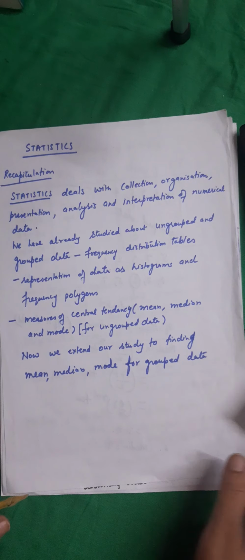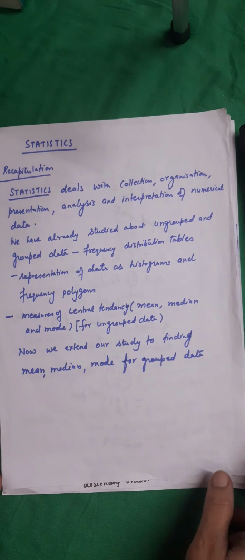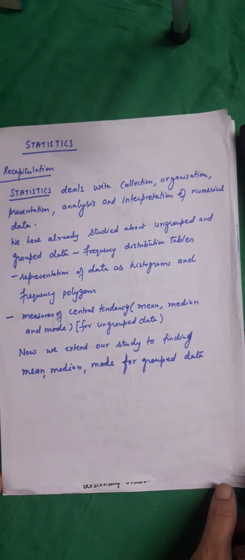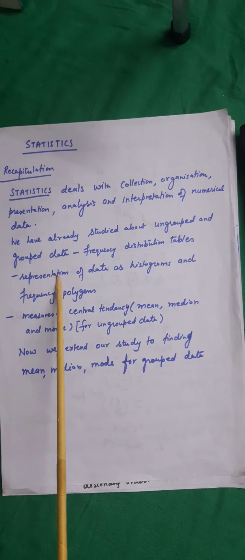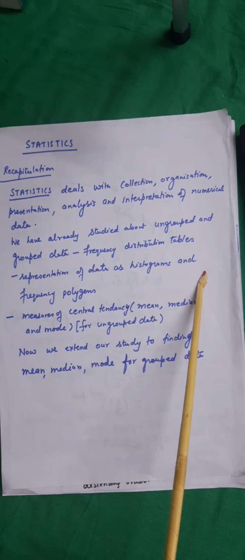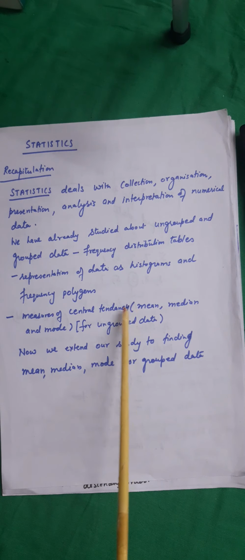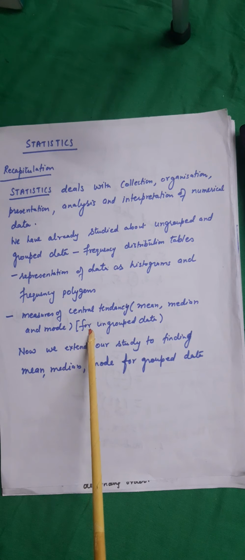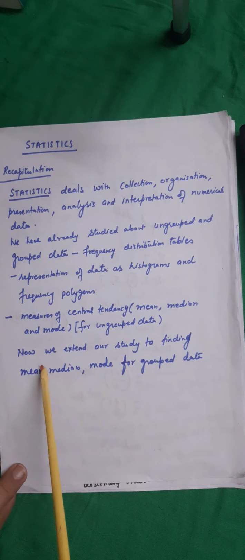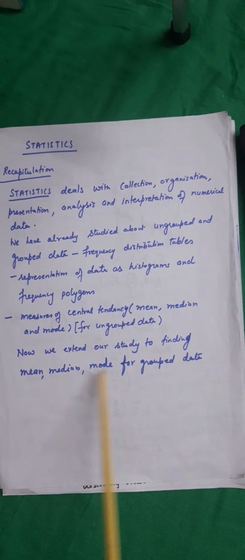Let us recapitulate whatever we had done in our previous classes. Statistics deals with the collection, organization, presentation, analysis and interpretation of numerical data. We have already studied about ungrouped and grouped data, frequency distribution tables, representation of data as histograms and frequency polygons, measures of central tendency, that is mean, median, mode for the ungrouped data. Now we extend our study to finding mean, median and mode for the grouped data.